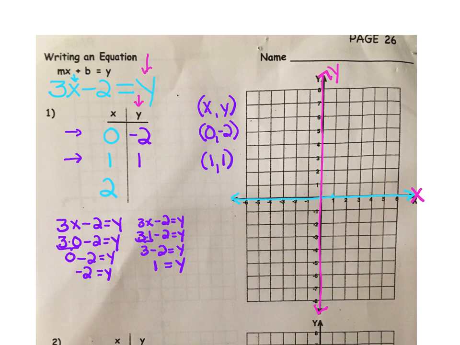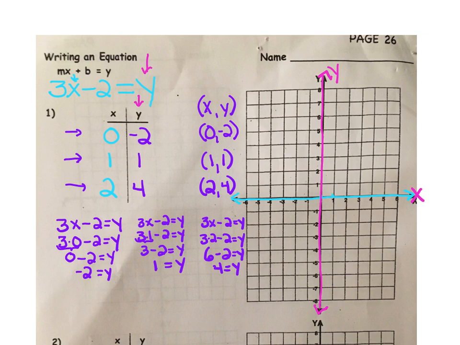One more to go. Let's put in an input value of 2. 3 times 2, we're putting in this value, take away 2 equals y. 6 take away 2 ends up being 4, an output value of 4. So our third and final ordered pair is 2, 4.